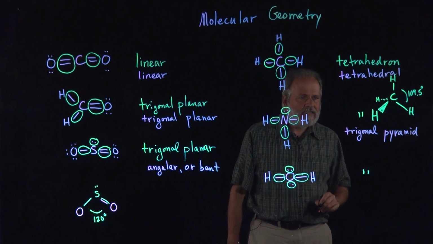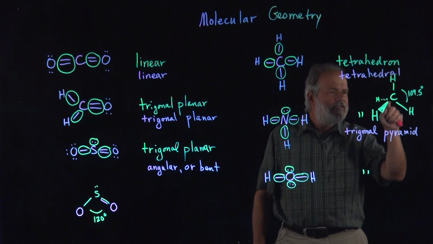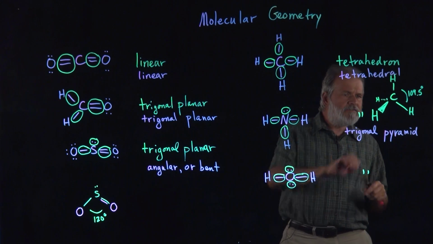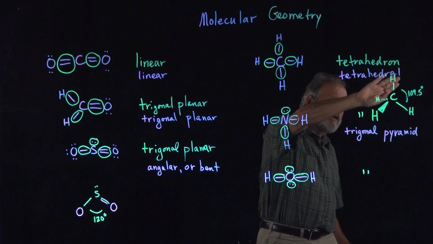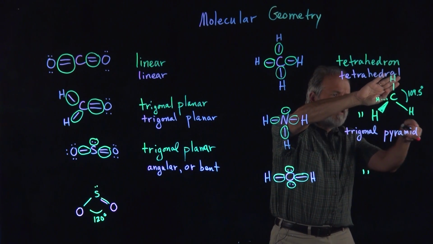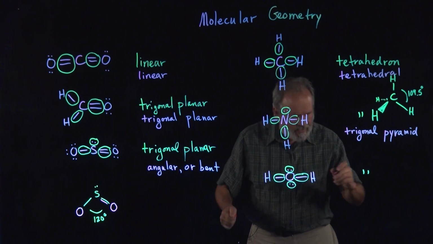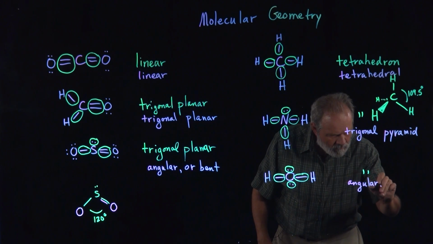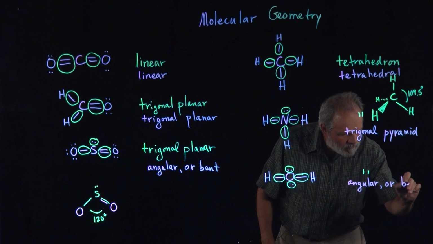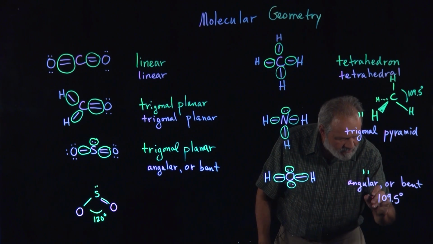And then finally, if you imagine water, it's just like methane, except now in the middle you have an oxygen and you have two lone pairs. So let's imagine we can't see these two hydrogen atoms. Then you get an angle of 109.5, bent. So angular or bent. Now actually less than 109.5 degrees.